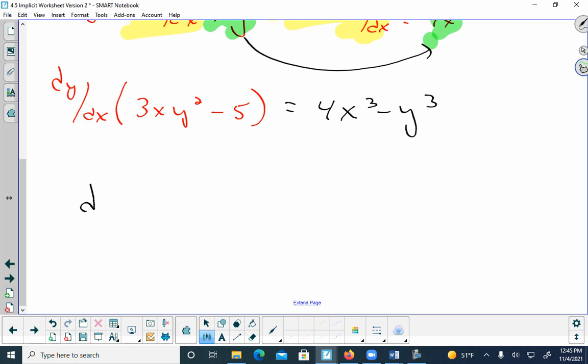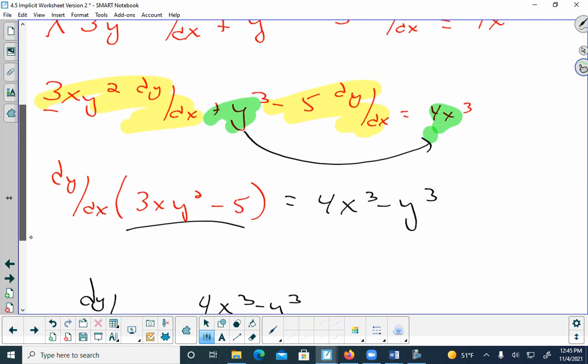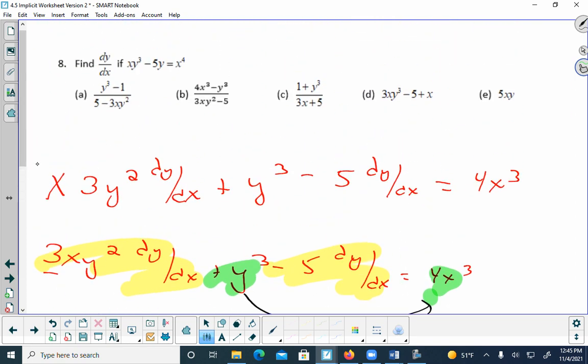To solve for dy/dx, I'm going to divide both things by this. So I'm going to have 4x to the third minus y to the third over 3x squared minus 5. And I am going to look to see which one that matches. And that matches choice B.